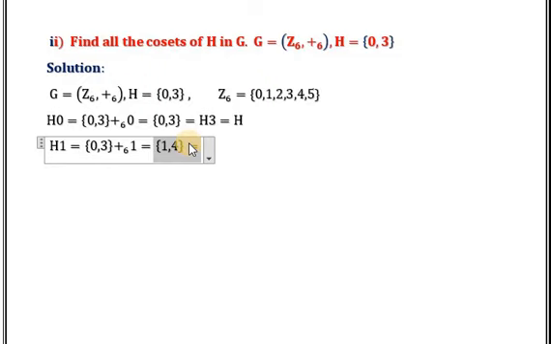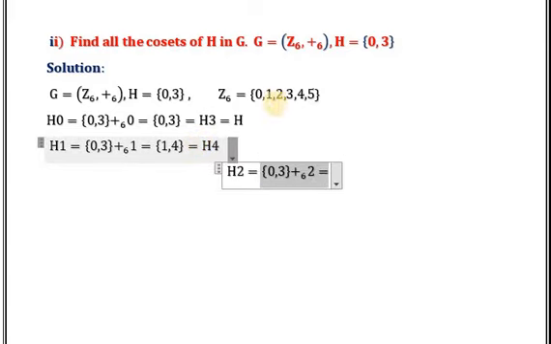Again, one more coset gives the same set, that is H4. H4 means operating with 4. 4 plus 0 is 4. 4 plus 3 is 7. 7 minus 6, because it is a modular group, so 7 minus 6 is 1. So H4 is also {1, 4}.